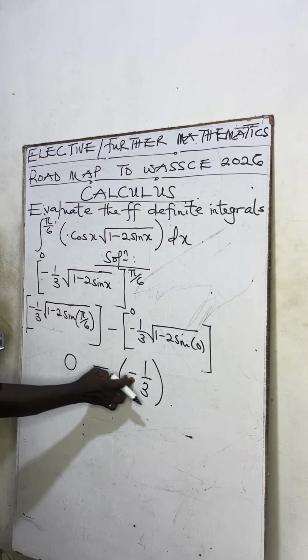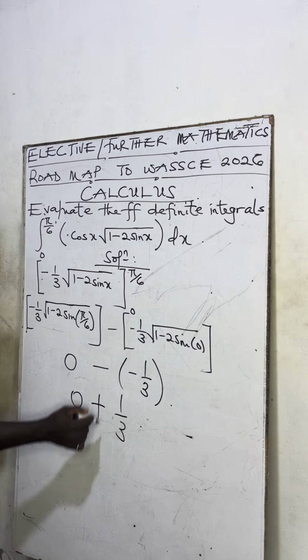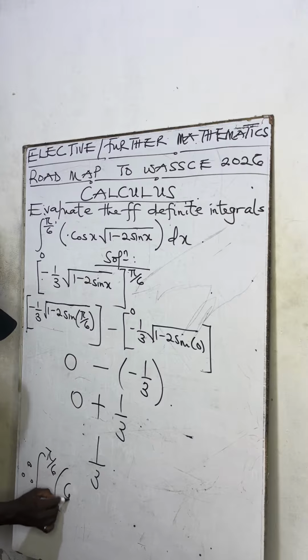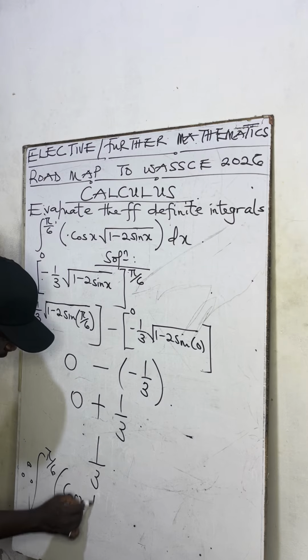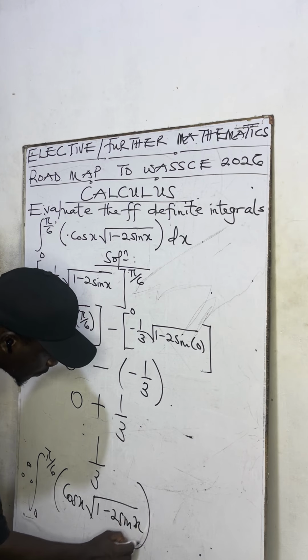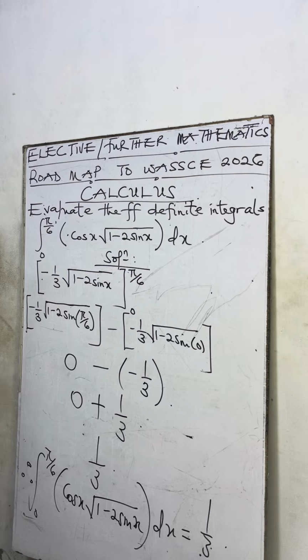So 0 plus 1/3 is just 1/3. So we can say that therefore, the integral from 0 to pi by 6 of cos x times square root of 1 minus 2 sine x dx is just equal to 1/3.